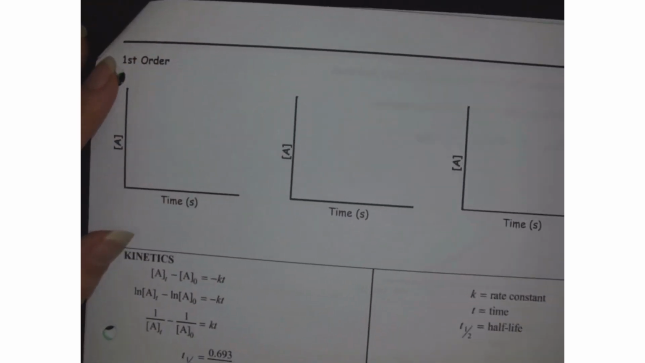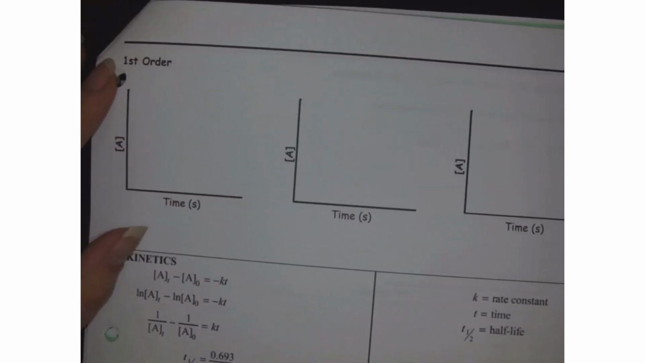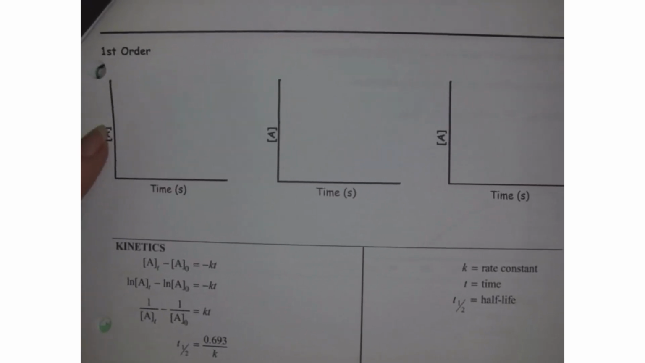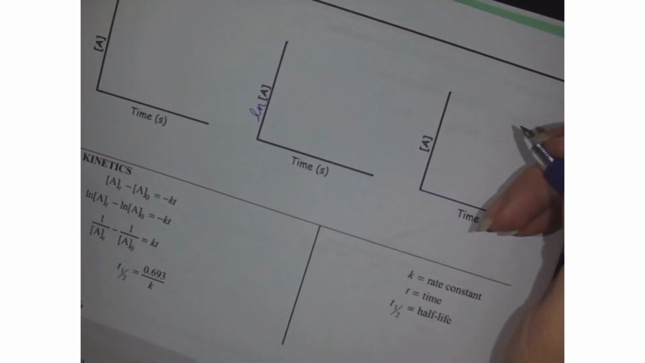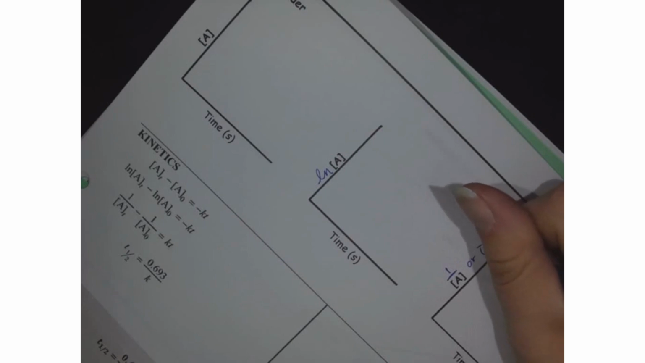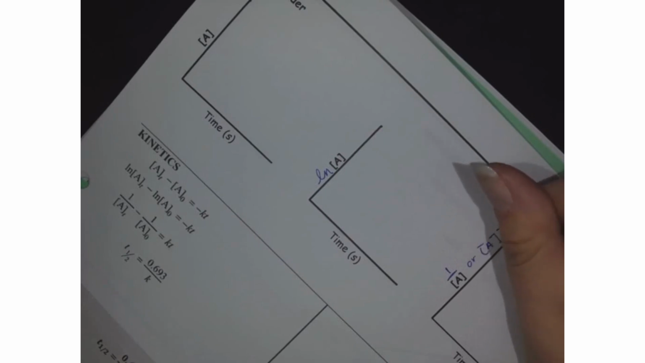Now, what about first order reactions? So we're going to update the graphs again. This was concentration versus time. The second one, will you make it ln, natural log versus time, and then the last one is inverse concentration versus time, or concentration to the minus 1.